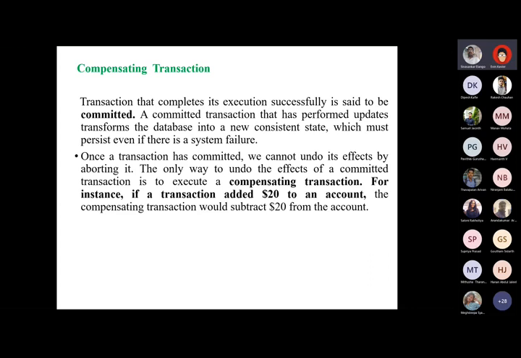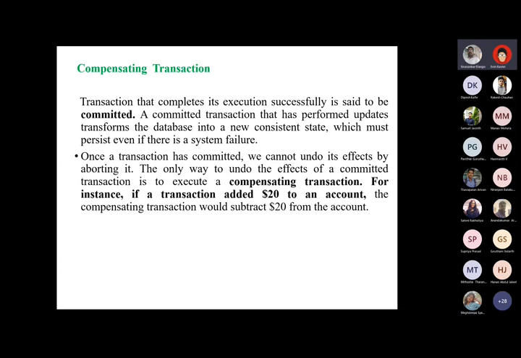Once you say that your database is in a committed state, it must be able to persist. The data in a committed database should be able to persist even if there is a system failure. So what about this compensating transaction?